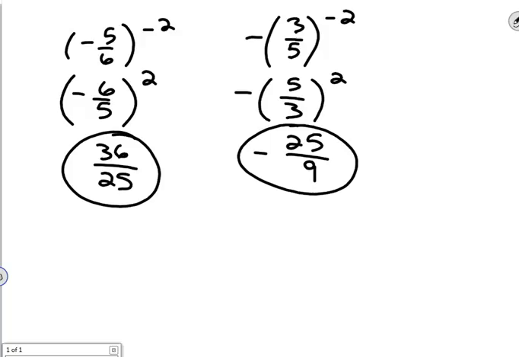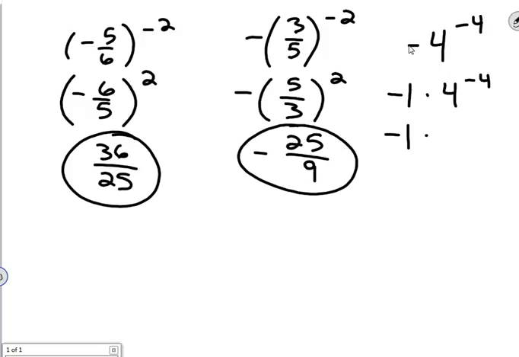So part C, negative 4 raised to the negative 4th. No parentheses, and that's important because you need to think about this as negative 1 times 4 raised to the negative 4th. It's as if that negative sign is outside of a set of parentheses. So the negative 4 exponent is applying just to the 4. So bring this negative 1 along for the ride.